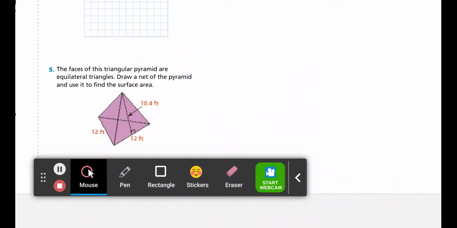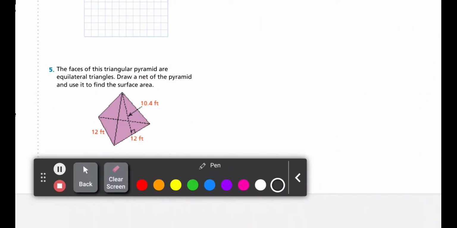Now let's look at number 5 here. It says the faces of this triangular pyramid are equilateral triangles. That's the big hint that this is a triangular based pyramid. All 4 bases are going to be identical. It says draw a net of the pyramid and use it to find the surface area. So we are finding the surface area, the area of all the surfaces of this pyramid. So start by drawing your net.